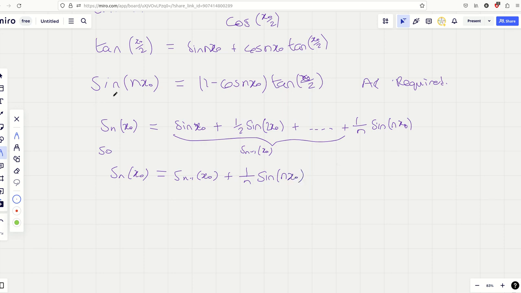Now there's a reason they made sine nx0 a subject. It's so you can safely plug it in here. And so let's do that.